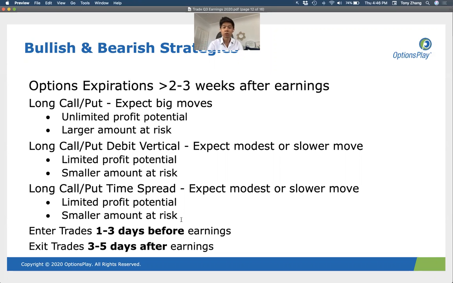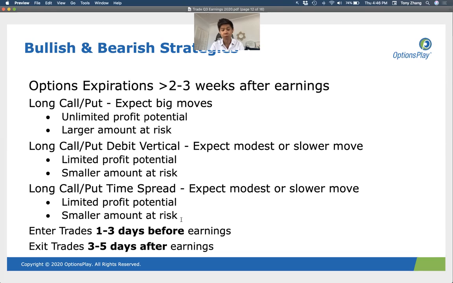Now, I get a lot of questions about when you're trading these, how far out do you typically want to enter this trade, and when do you generally want to exit this trade? So first of all, whenever we're speculating on an earnings event, generally speaking, you don't want to enter it too far in advance of the announcement.